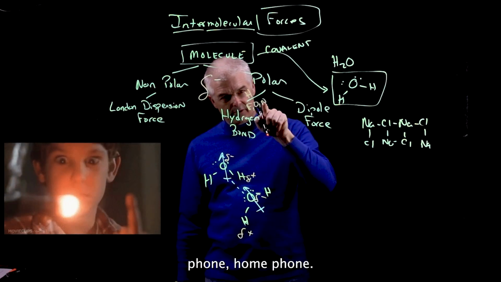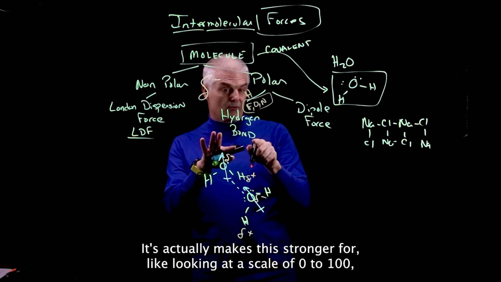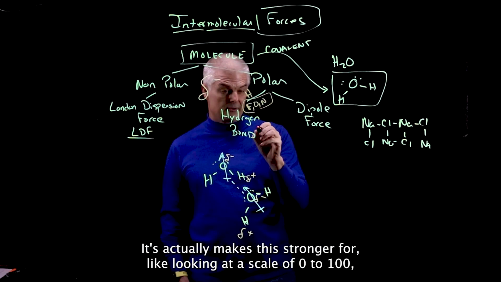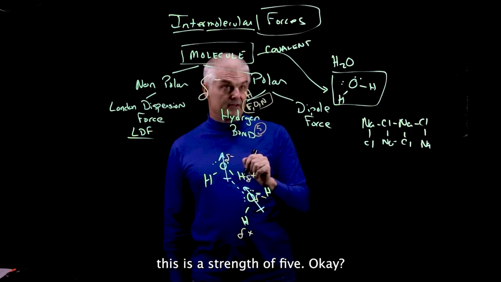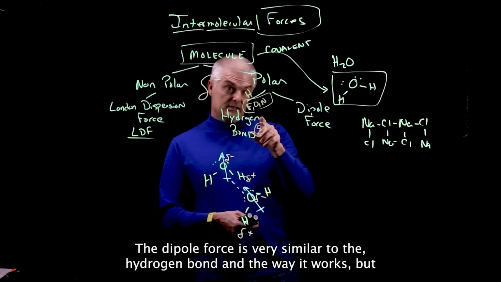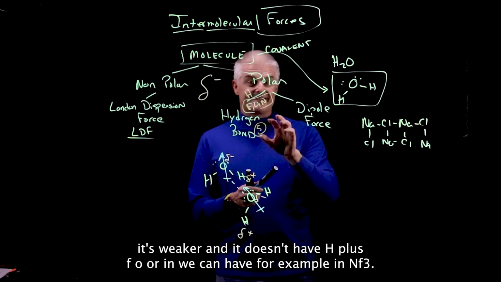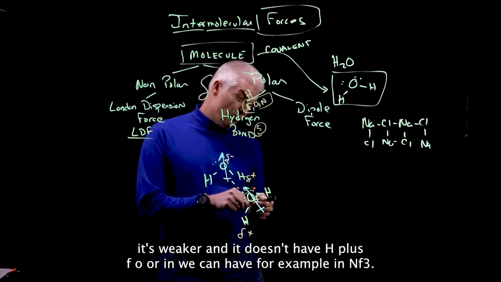Phone home, F-O-N. It's because these are the most electronegative atoms. It actually makes this stronger. If we're looking at a scale of 0 to 100, this is a strength of 5. Okay? The dipole force is very similar to the hydrogen bond in the way it works, but it's weaker, and it doesn't have H plus F, O, or N.